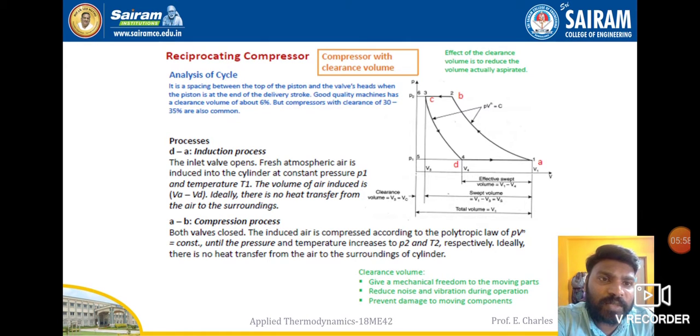But if you look at the internal combustion engine, in the case of a diesel engine, air is compressed according to the adiabatic law, PV to the power of gamma is equal to constant. But in the reciprocating compressors, it works under the polytropic law, PV to the power of n is equal to constant. So that is the major difference between these two. Now the pressure and temperature will be increased to P2 and T2 respectively. Obviously there is no heat transfer from the system to the surroundings, so it will be airtight, and there is no leakage of heat energy from the system to the surroundings.